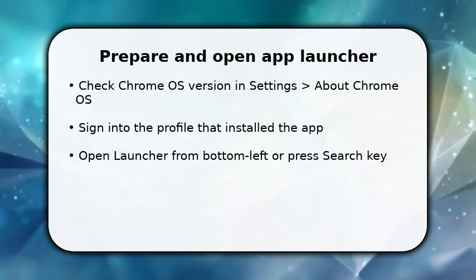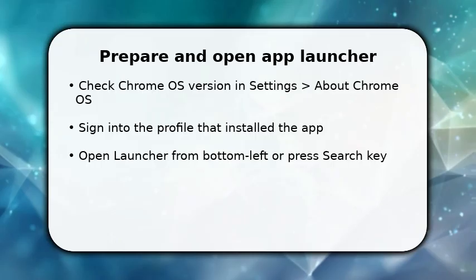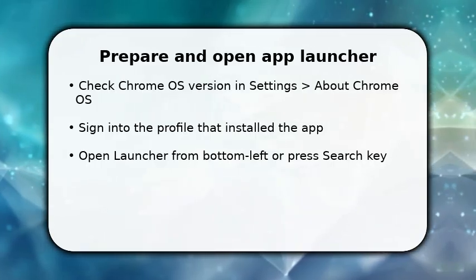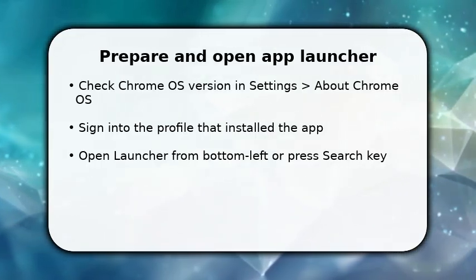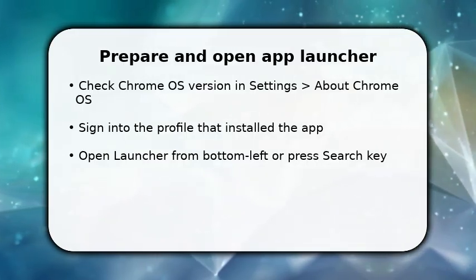Enjoy the video. You start by confirming you're on the correct Chrome OS profile and up to date. This prevents permission issues. Open the launcher from the shelf or press the search key to reveal apps. Once done, type the app name into the search field to find it quickly.